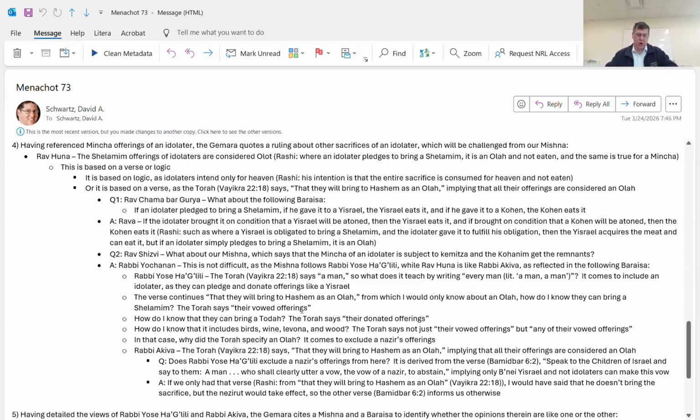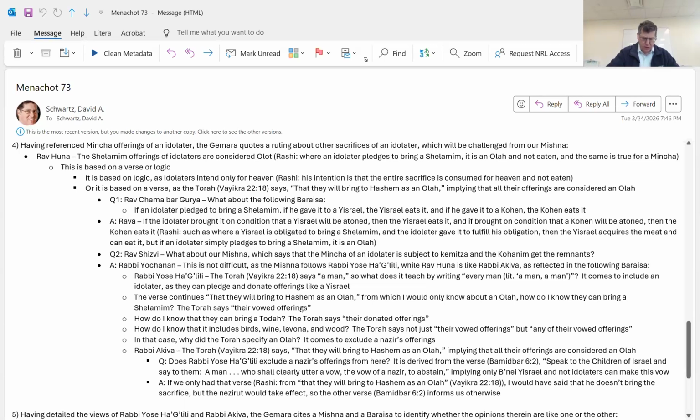But before we get to our Mishnah, we're going to give the explanation. You could say that this is based on a verse, or you could say it's based on logic. You can say it's based on logic, that when a non-Jew offers a sacrifice, he thinks that the whole sacrifice is going to God. So as a result, that's going to be what his intention is.